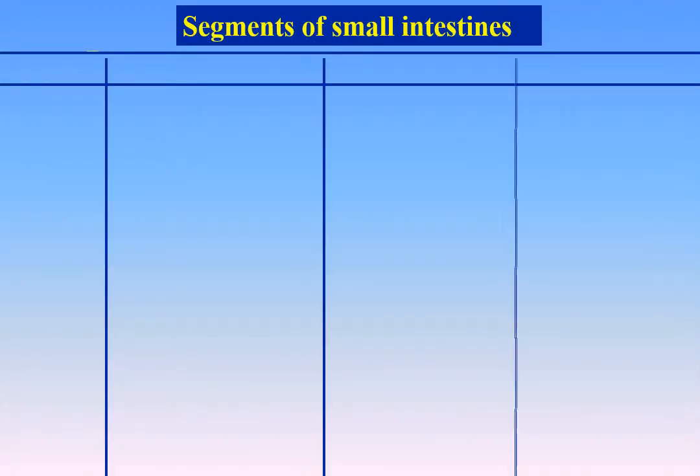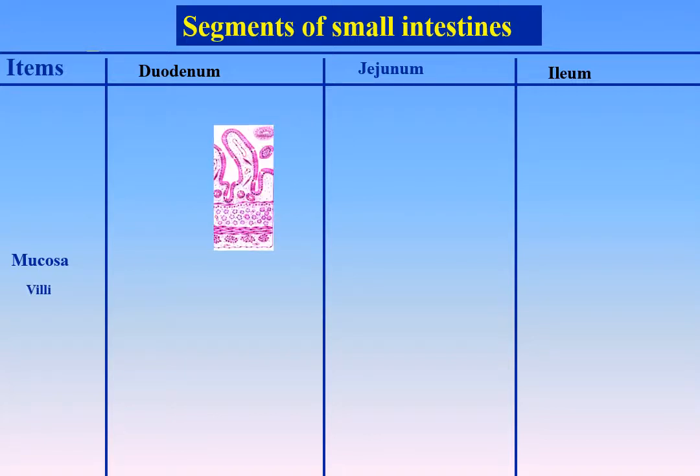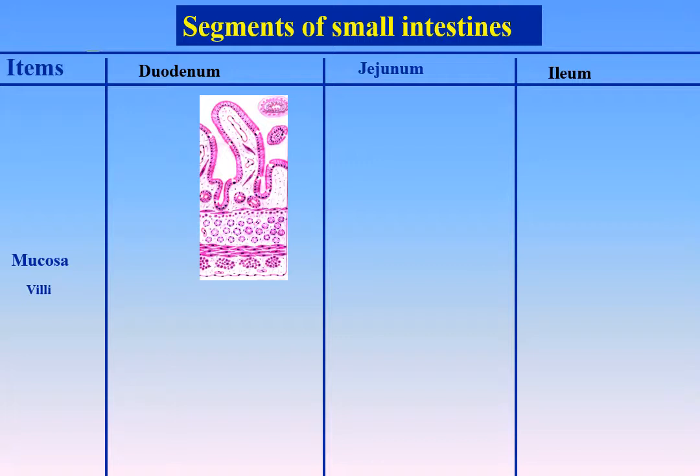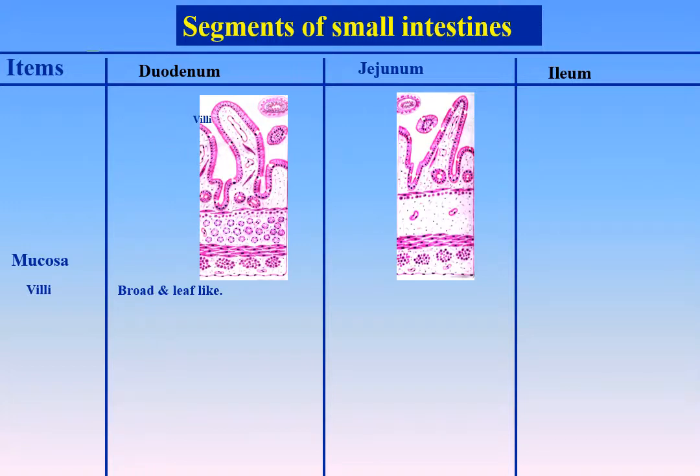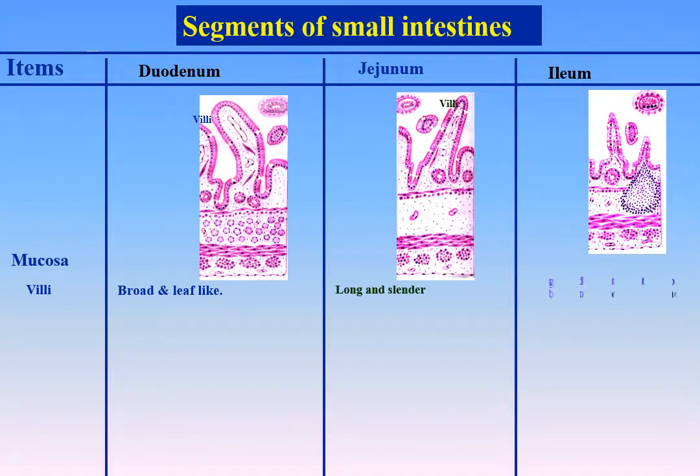Segments of the small intestine. The small intestine is divided into duodenum, jejunum, and ileum. Histologically, they are different. In order to differentiate between the three segments, we have to consider the different layers of the alimentary canal. Mucosa, villi. Duodenum is characterized by broad and leaf-like villi. Jejunum is characterized by long and slender villi. Ileum is characterized by long and slender villi on the surface, but these villi become short, filiform, or absent over the Peyer's patches.